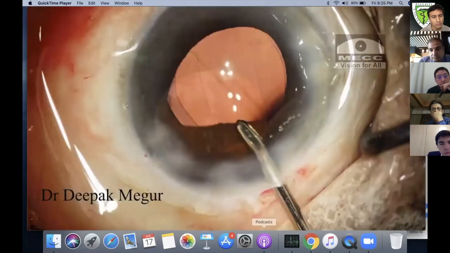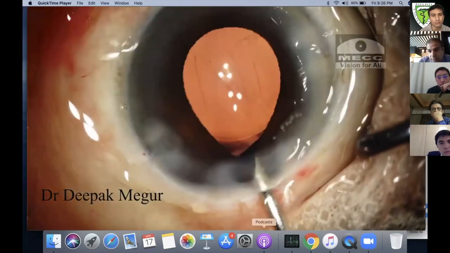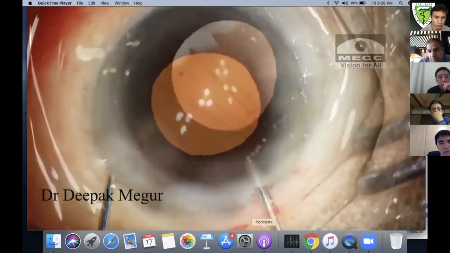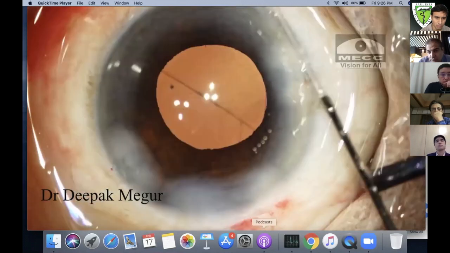The remaining OVD is removed, side ports are hydrated carefully. The elderly people are vulnerable for Descemet's attachment, so we need to be aware of that and be a little bit cautious during hydration. That's it.